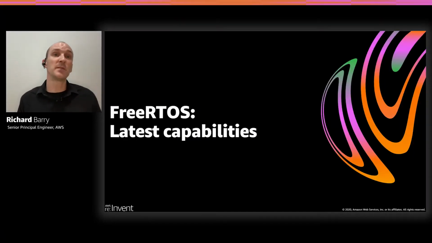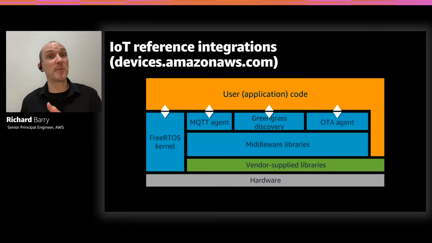Okay, so now we'll move on to look at some of that additional functionality I just mentioned. This is re:Invent, so we are going to focus predominantly on the connectivity and the security. Normally, I talk about the kernel, the scheduler in FreeRTOS. We're going to start with looking at reference integrations, because these provide you everything you need, as I said, to create a secure cloud connection.